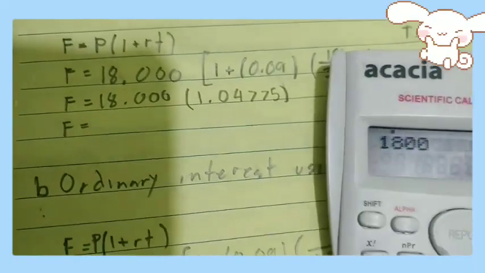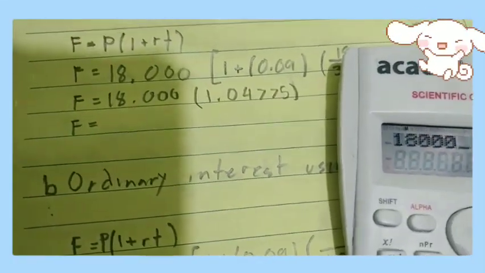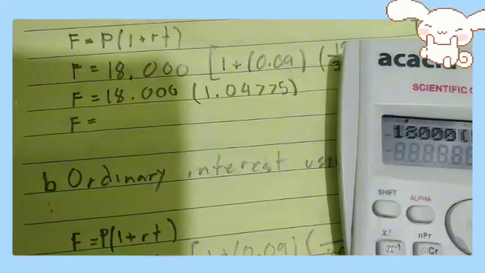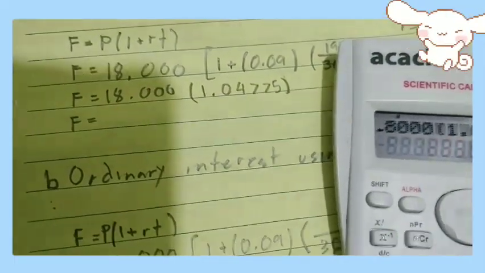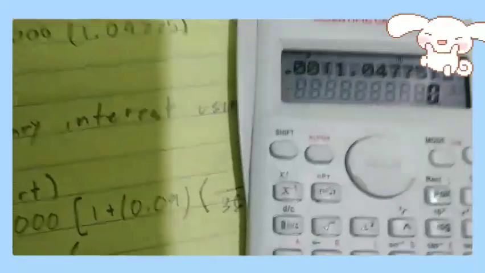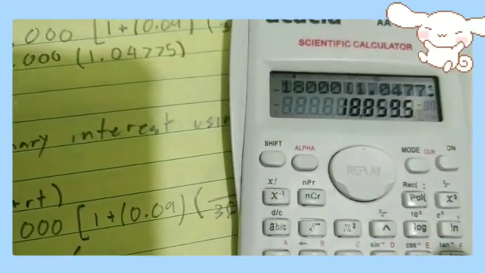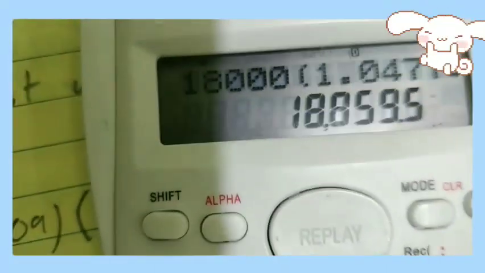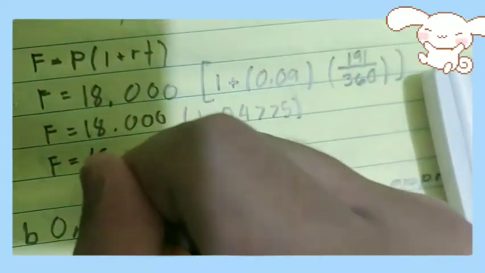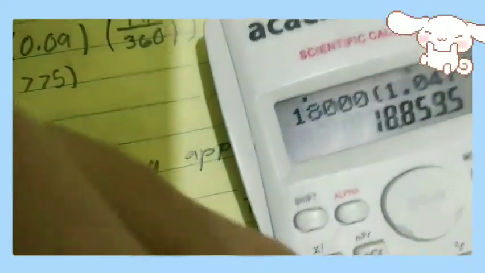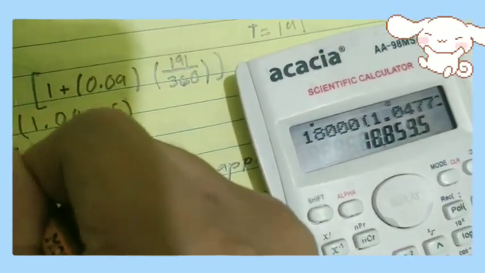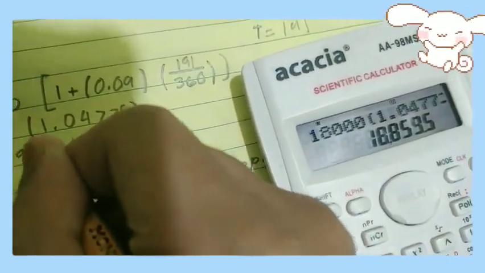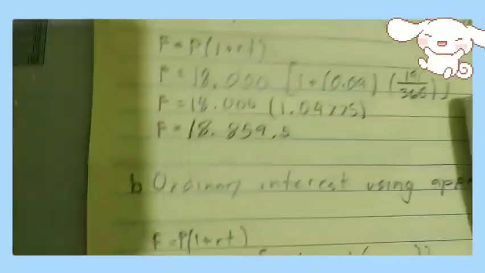18,000 open parenthesis 1.04775 equals 18,000 859.5. There.